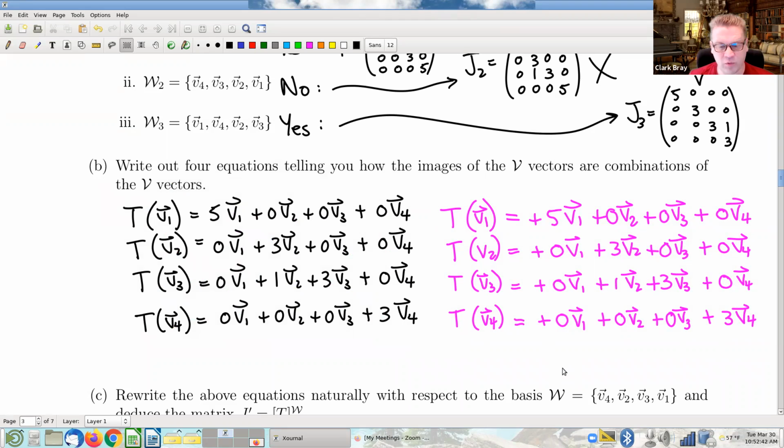And well, let's see here. I want to rewrite with respect to this basis here. I've got this new basis, V4, V2, V3, V1. That basis is the order that I need these vectors to go. And that's not the order that they're currently in. They're currently in the order 1, 2, 3, 4. I need them in the order 4, 2, 3, 1. So how do I reorder the equations?